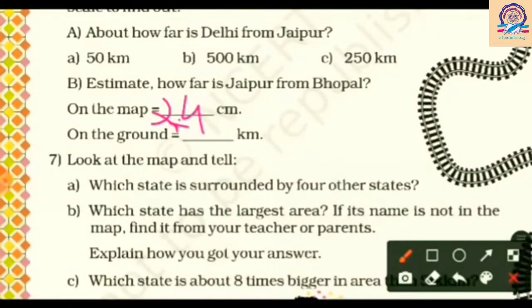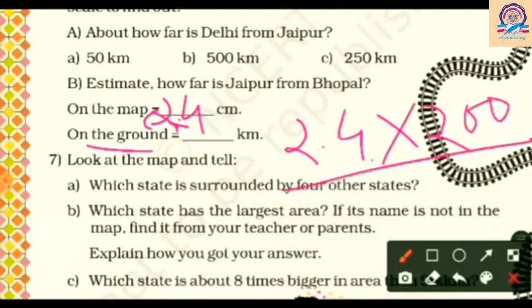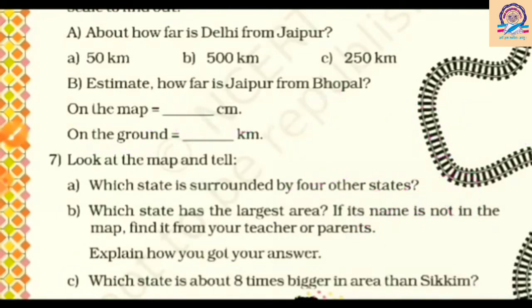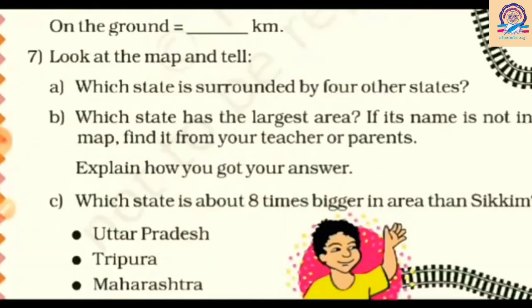I have measured that the distance is around 2.4 centimeters, and on the ground it is 2.4 multiplied by 200, which comes to around 480, that is 480 kilometers on the ground. Okay, is it clear? Now let's move further.